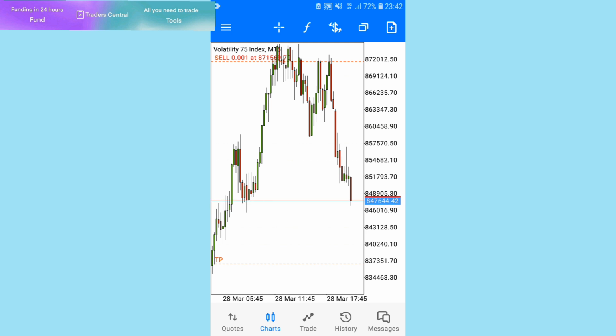Now today I'm going to show you another way on how you can do accurate volatility 75 analysis, and for this case we will be using Tradingview, which is not the same as MetaTrader. We will be using Tradingview to do analysis on volatility 75 index. Why? Because MetaTrader has very few tools which you can do analysis on compared to Tradingview.